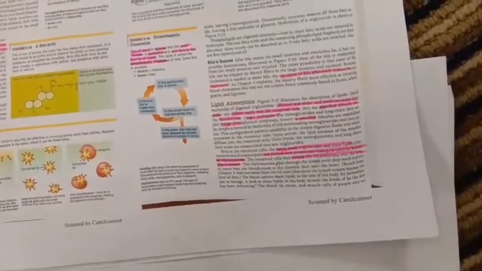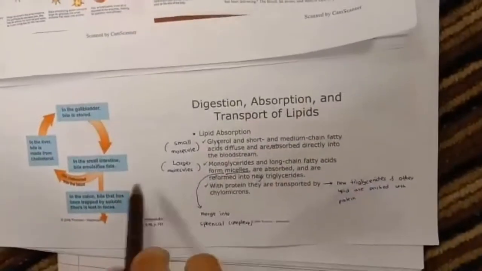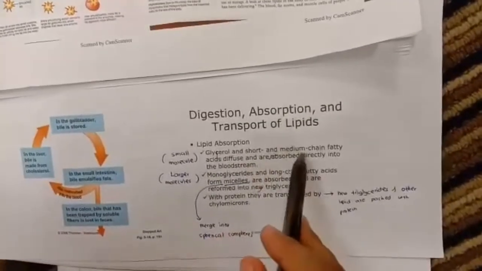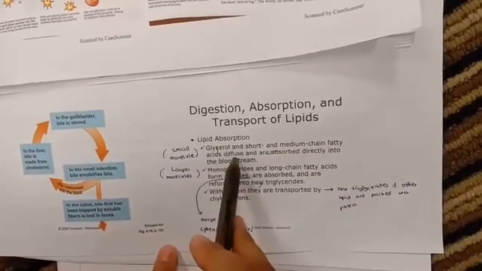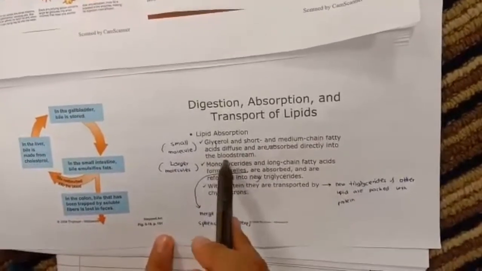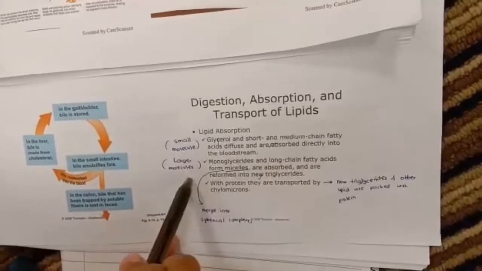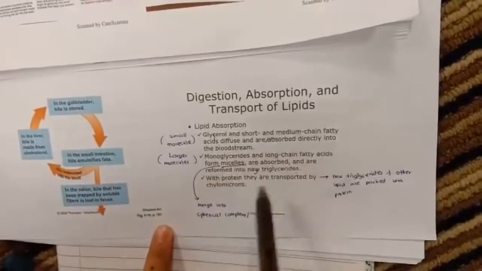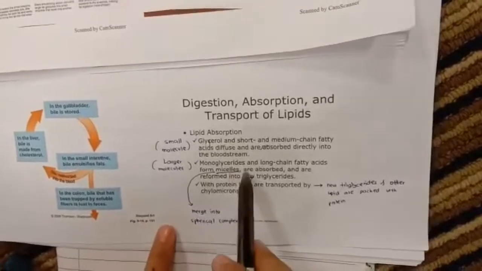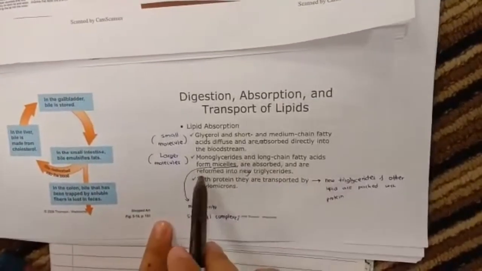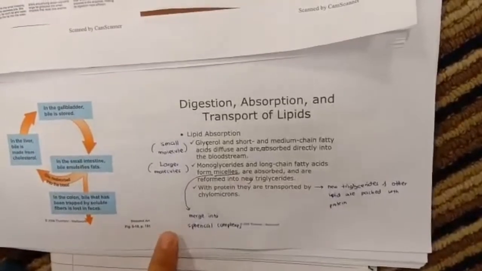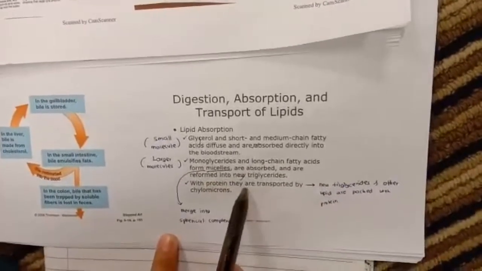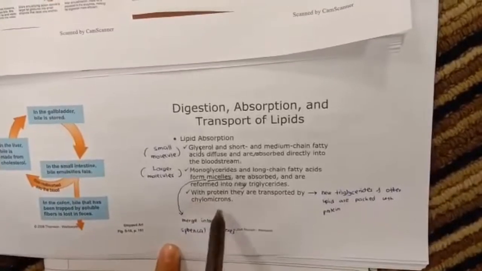Okay, next for lipid absorption. For lipid absorption, first, small molecules: glycerol, short and medium chain fatty acids diffuse and are absorbed directly into the bloodstream. For larger molecules, monoglyceride and long chain fatty acids form micelles, which are spherical complexes. Then they are absorbed and reformed into new triglyceride. Then the new triglyceride and other lipids are packed with protein and transported by chylomicrons.